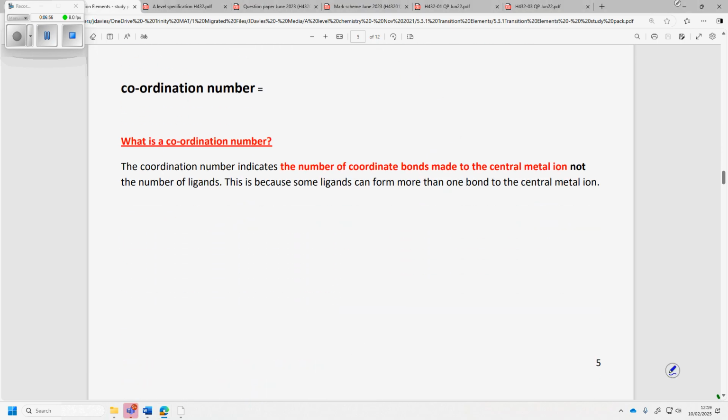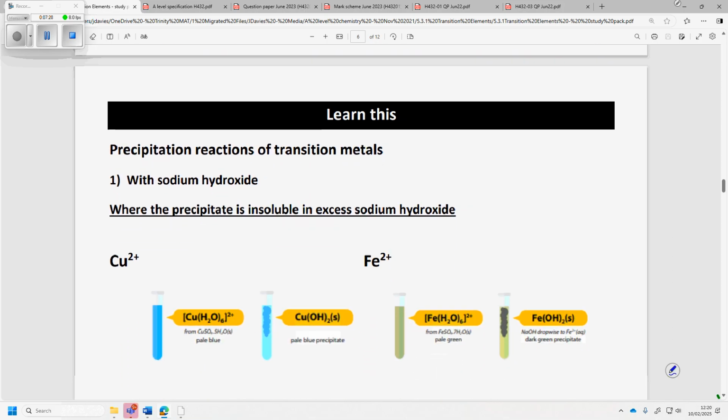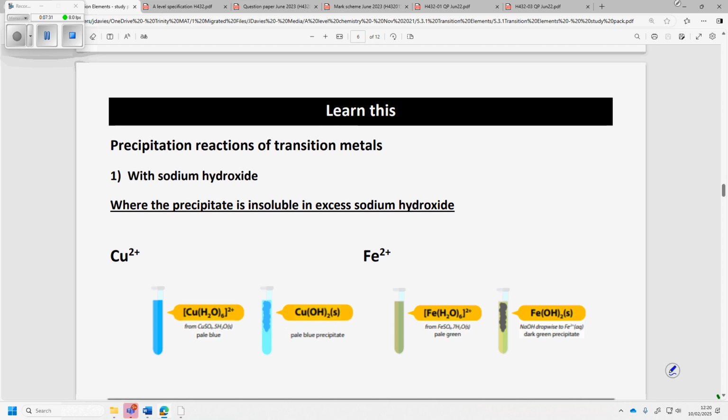Oh, what is coordination number? The number of coordinate bonds made to the central metal ion, not the number of ligands. It's pre-warning us of something that's going to come later. Some ligands can make more than one dative covalent bond to the central metal ion. Some can only make one, some can make more than one. We've got some special terms for those things, which we'll come to later. Reactions.